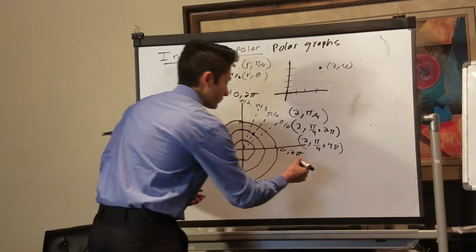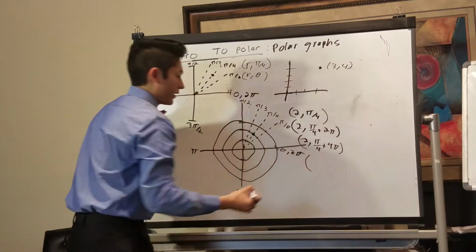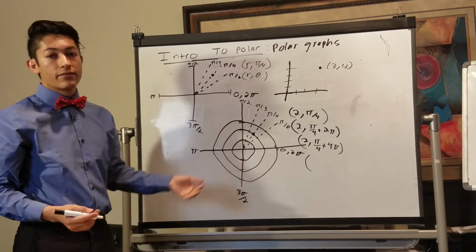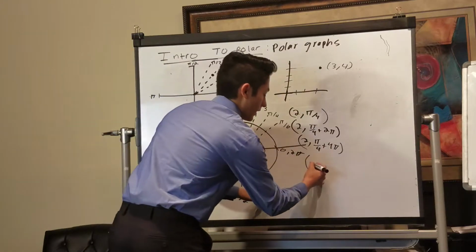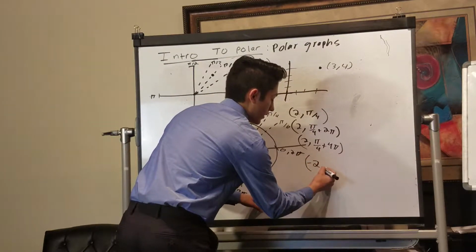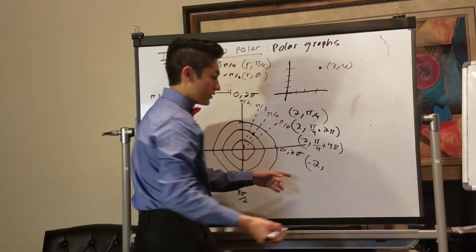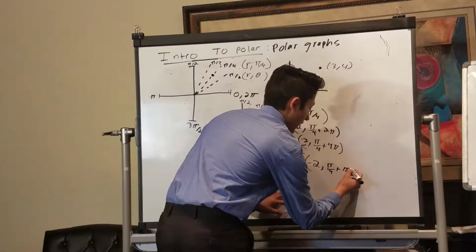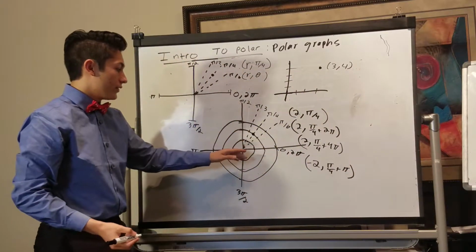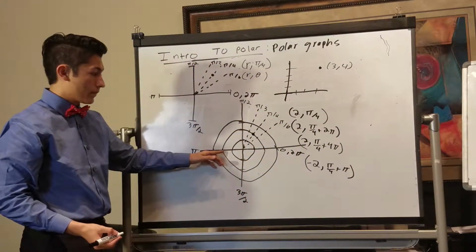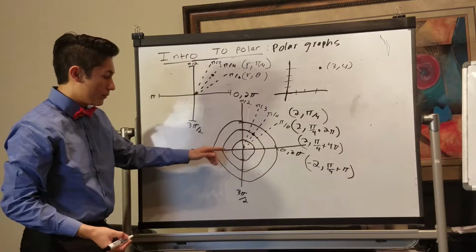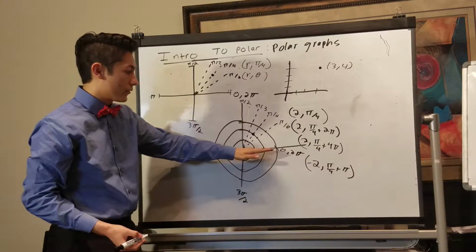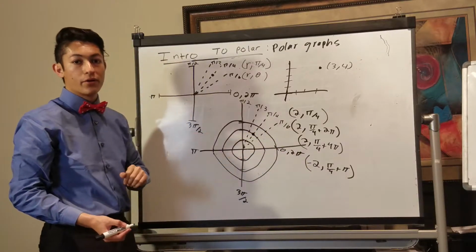And now, getting a bit more complex, but using the same concept of rotation and being able to graph this in an infinite amount of ways, we can also graph this as a radius of negative 2, comma, pi over 4 plus pi. Now, we start at negative 2, and then we rotate pi radians over here, and then we rotate pi over 4 radians back to the same exact point.